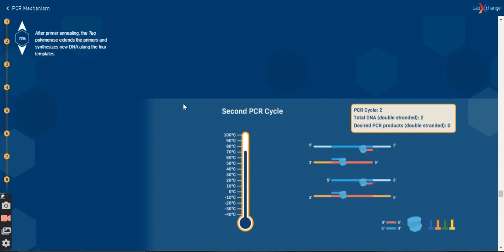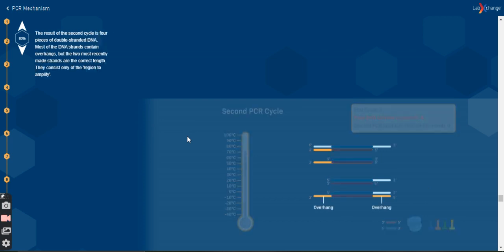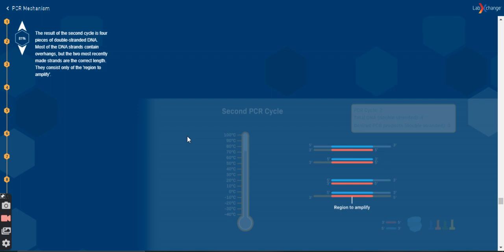After primer annealing, the Taq polymerase extends the primers and synthesizes new DNA along the 4 templates. The result of the second cycle is 4 pieces of double-stranded DNA. Most of the DNA strands contain overhangs, but the 2 most recently made strands are the correct length. They consist of the region to amplify.